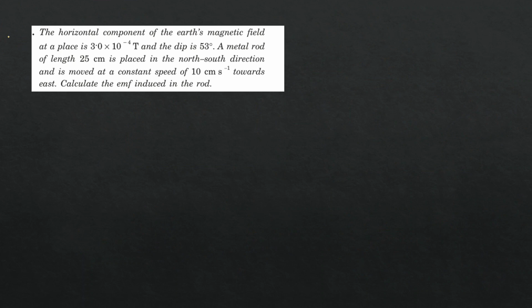Next, question number 2. The horizontal component of Earth's magnetic field at a place is this much. The dip angle is 53 degrees. A metal rod of length 25 centimeter is placed in the north-south direction and is moved at a constant speed of 10 centimeter per second toward east. Calculate the EMF induced in the rod.